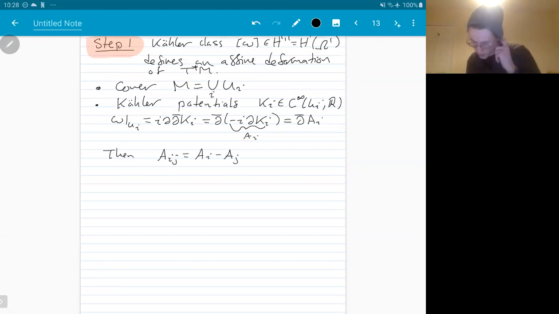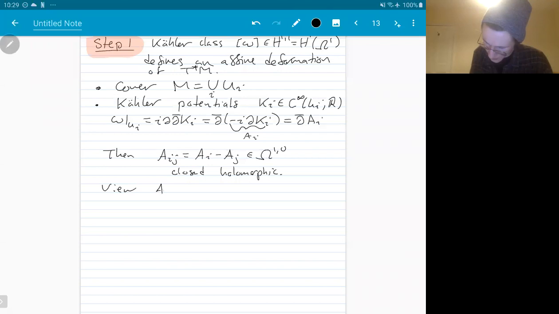Now this is going to be closed and holomorphic. And what this a_ij is, it's the Čech representative of the Kähler class. And what we do is we view a_ij as transition data, as transition functions for an affine bundle modeled on the cotangent bundle.